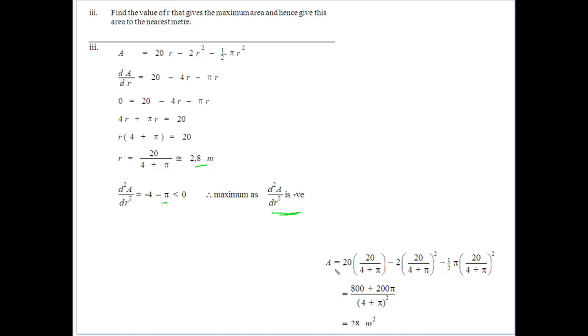It's concave down. So therefore we can get our area by substituting the value of r, going back to that function that we had. We had the value of r as 2.8. We didn't bother to work out what h was, because we can just substitute back, since we got a function for the area in terms of r. So sub it back in. We get that if we want it exactly, or if we're looking for an approximation, 28 meters squared.